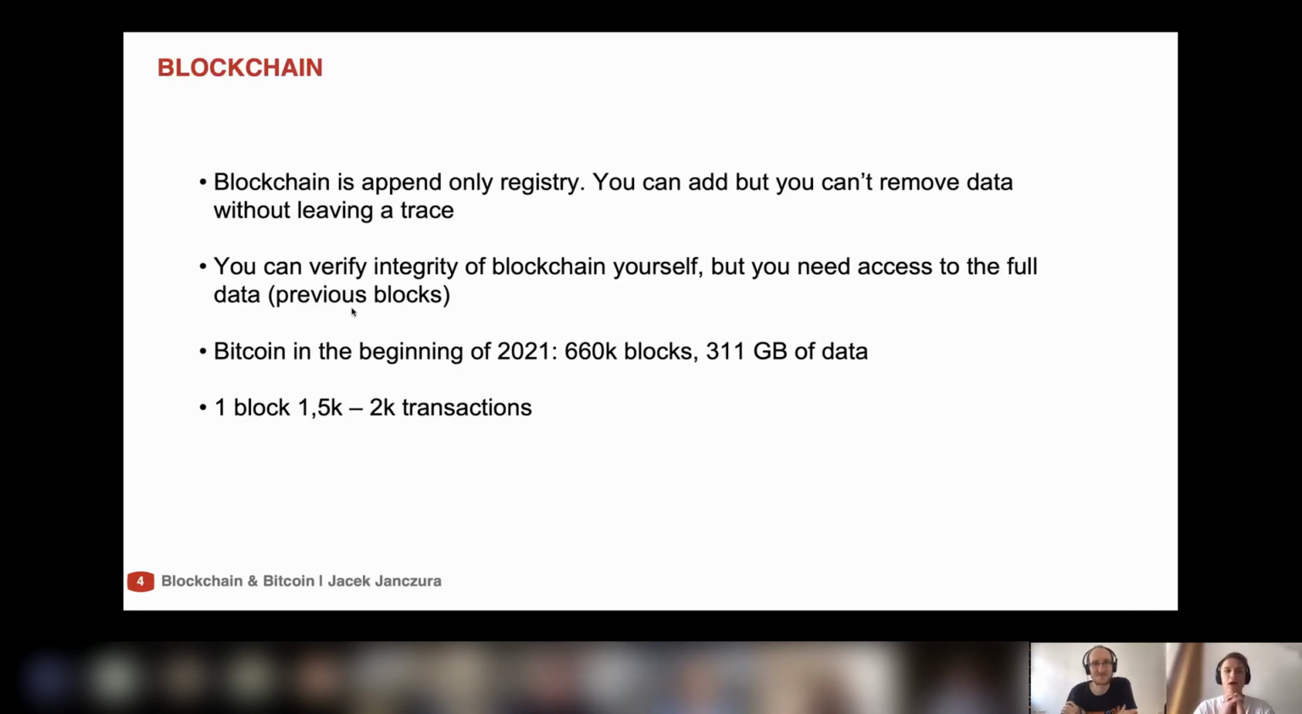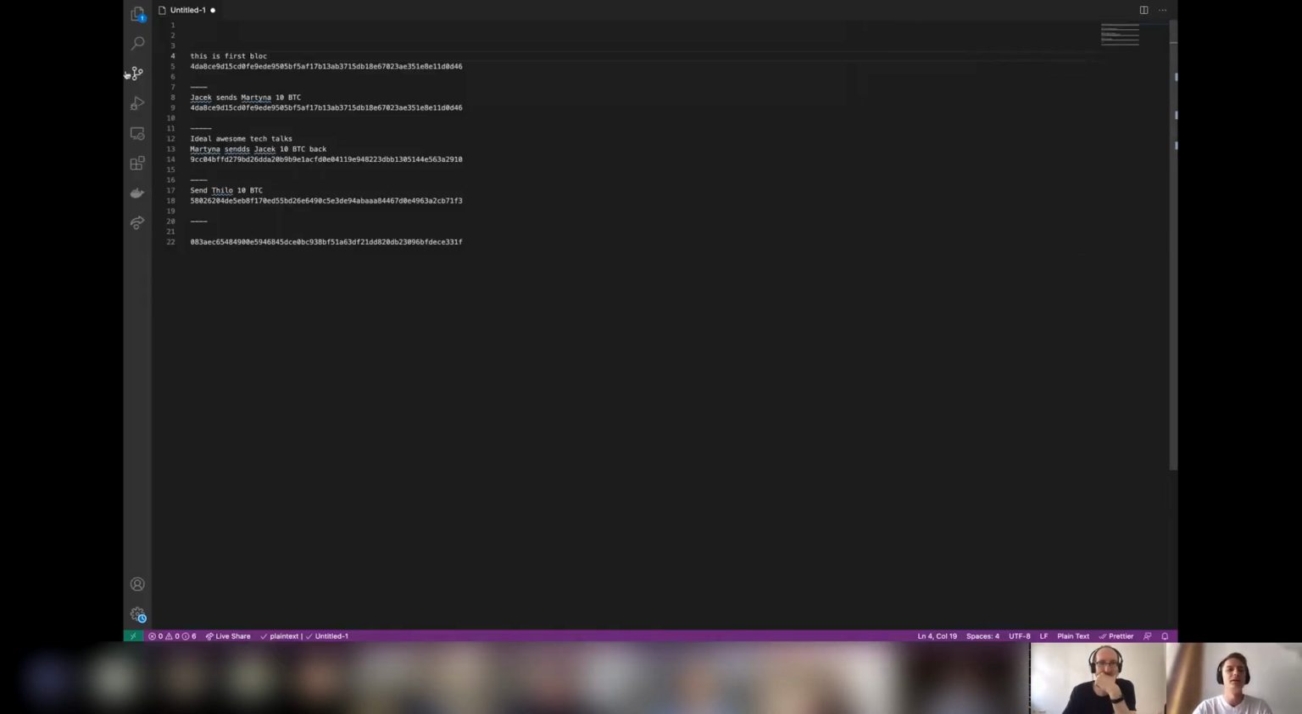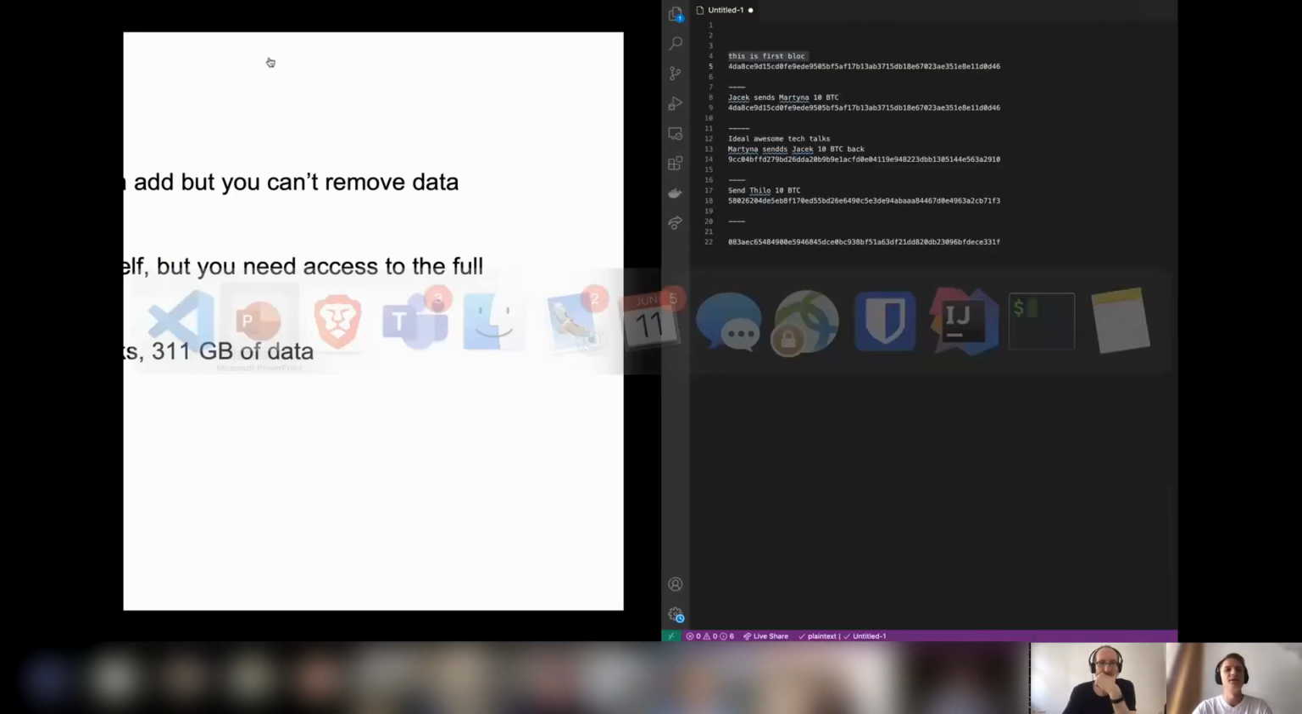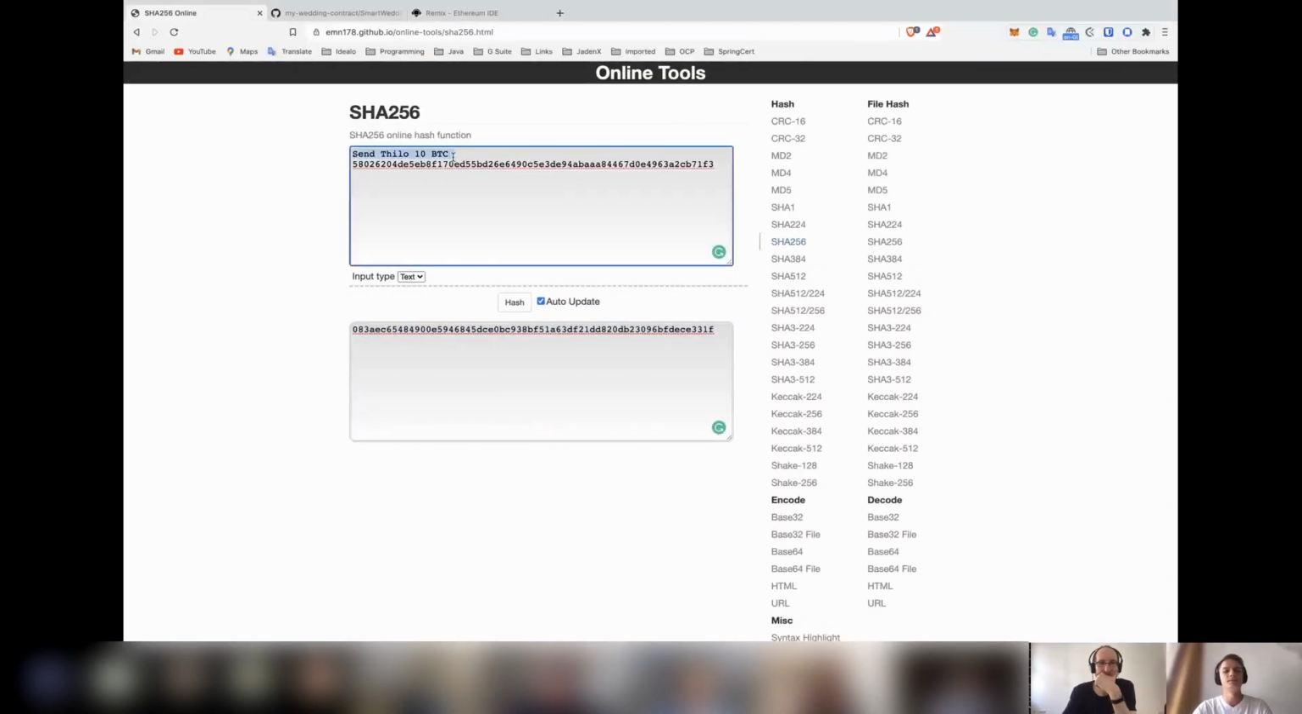Okay, so what is blockchain? Blockchain is an append-only registry. So you cannot remove data without leaving a trace. As you saw in the example, when this is the first block, and I add k, the whole hash is totally different. I add something new, even one letter, and the whole hash is totally different.